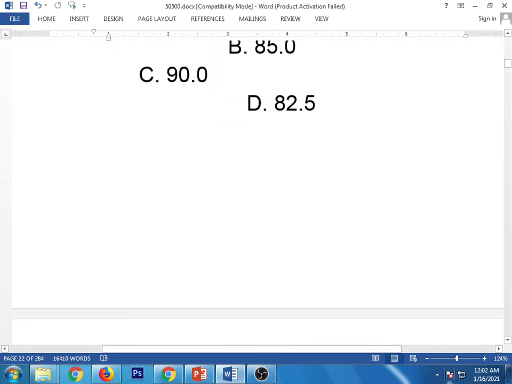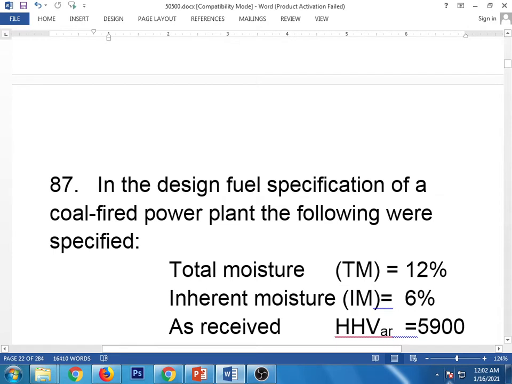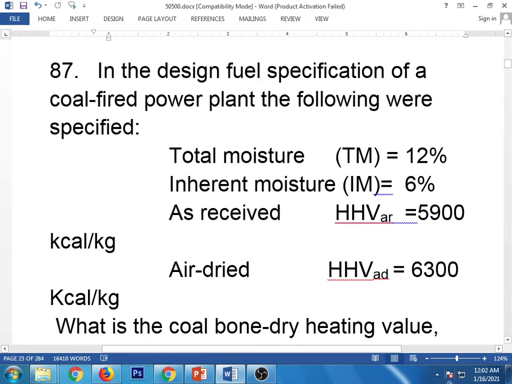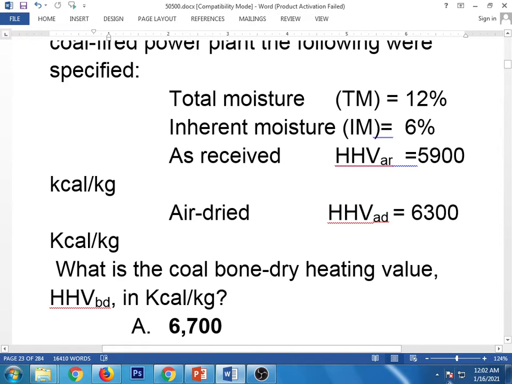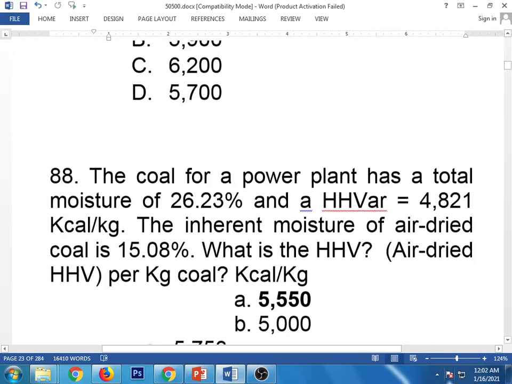Answer: 87.5. In the design fuel specification of a coal-fired power plant, the following were specified: total moisture 12%, inherent moisture 6%, as received HHB AR 5,900 kcal per kg. Air-dried HHB AD is equal to 6,300 kcal per kg. What is the coal bone dry heating value, HHB BD, in kcal per kg? Answer: 6,700.